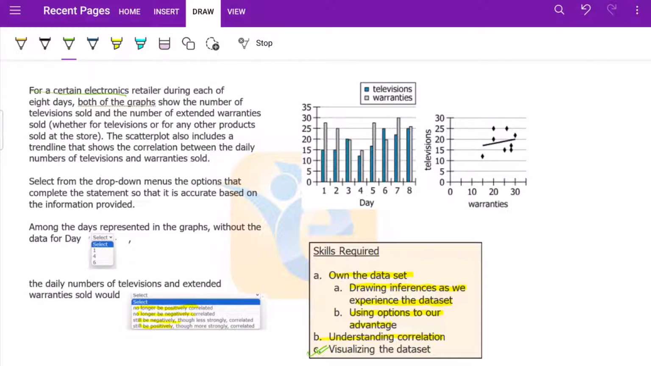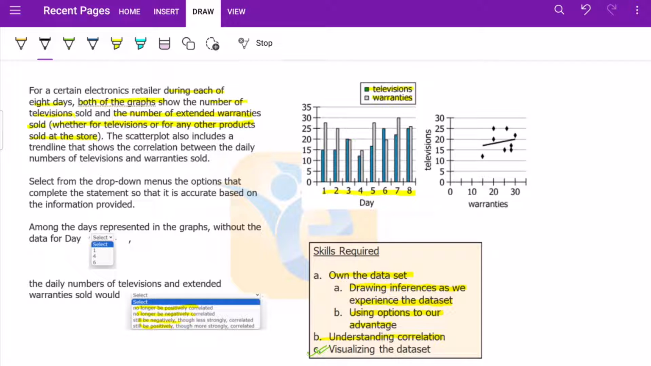For a certain electronics retailer, during each of 8 days, so here are the 8 days, both of the graph shows the number of televisions sold and the number of extended warranties sold. Okay, here is television, here is warranties. Understood? Whether for television or for any other products sold at the store.